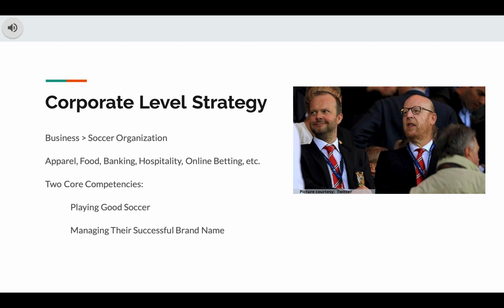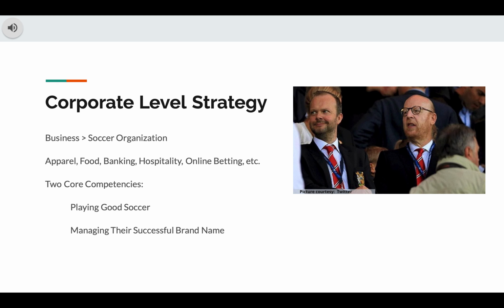The two core competencies of Manchester United are playing good soccer and managing their successful brand name. In order for them to be one of the most attractive soccer organizations in the world to all fans, consumers, and even players, they must be successful. In the late 90s, Manchester United was one of, if not the most successful professional sports organizations at the time. Due to this stretch of excellence today, they're still expected to be great like usual. This ultimately attracts the flashiest and most well-known players in the world.